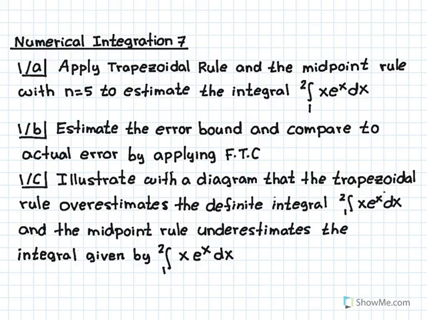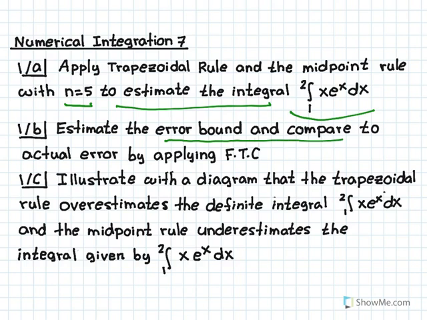In this video, we're going to look at error estimates for the trapezoidal and midpoint rule. So the question here is to apply the trapezoidal rule and the midpoint rule with n equals 5 to estimate the definite integral from 1 to 2 of x e to the x dx. Part B of the question asks us to estimate the error bound and compare to the actual exact error by applying the fundamental theorem of calculus.